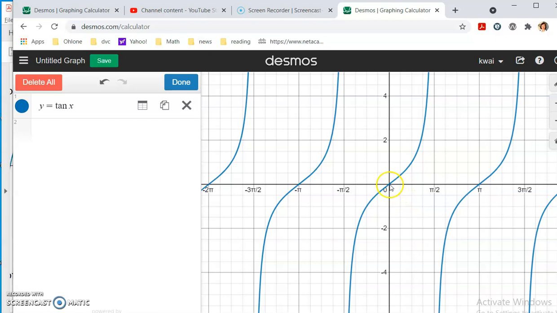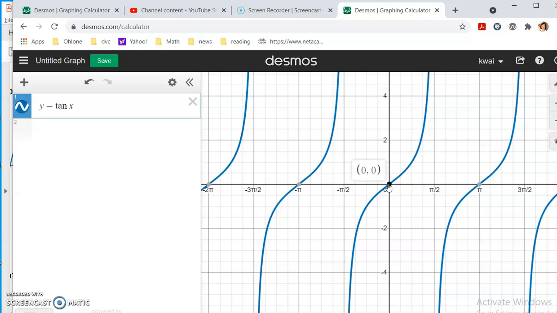So you can see that it has 0, 0, and this is the main cycle with two asymptotes bounding it. So 0, 0 is the point right in the middle, and this is the vertical asymptote x equals negative pi over 2, and the right hand side vertical asymptote is pi over 2, and the whole thing is pi. Right at the middle, you still have quarter points.